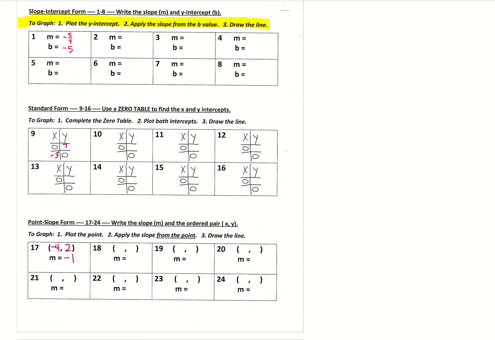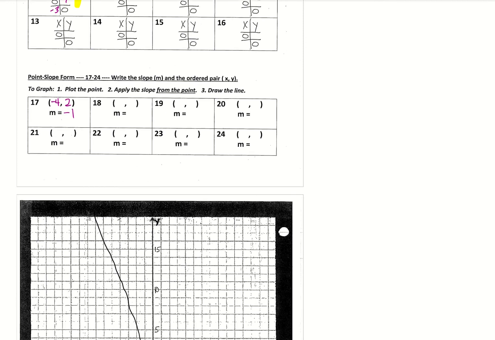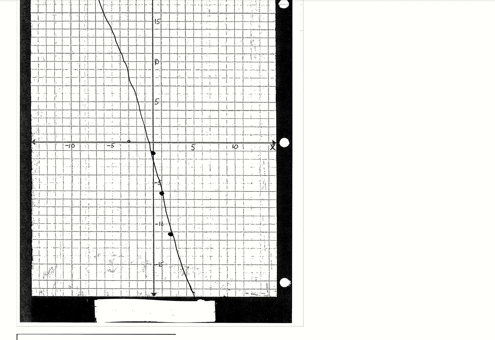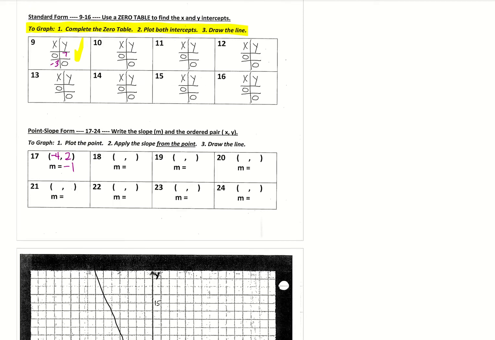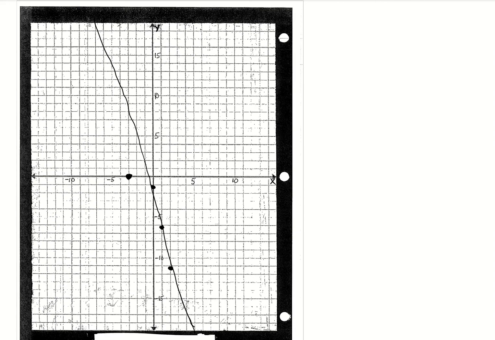Number 2, okay, once again, here's your instructions. Sorry, number 9, not number 2. Your instructions for graphing in standard form are right there. So in order to graph, number 1, I'm going to complete the zero table. Guess what? Already did it. Okay, step 2 is to plot both intercepts. So first I'm going to plot my x-intercept, and that's going to be at -3. Right there. Then I'm going to plot my y-intercept, which is going to be at 7. Again, that's on my y-axis since it's my y-intercept. It's going to go there.